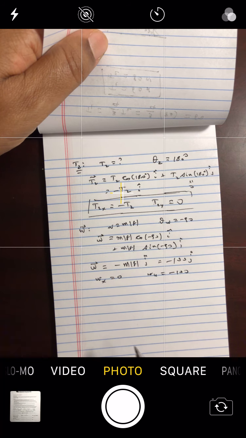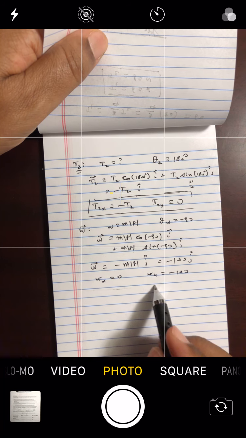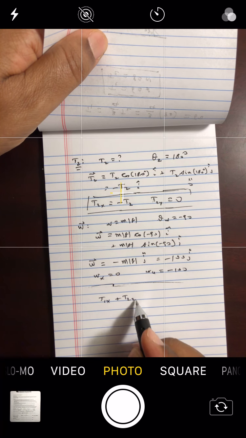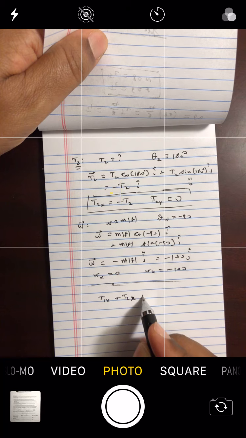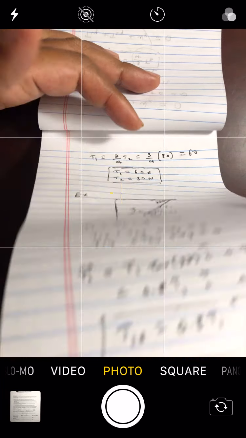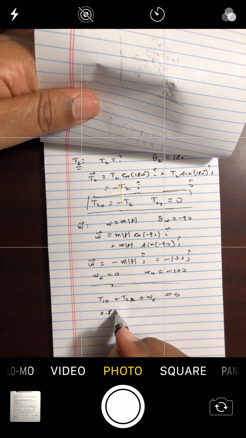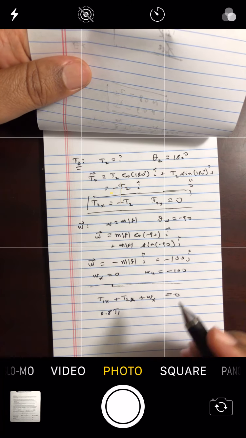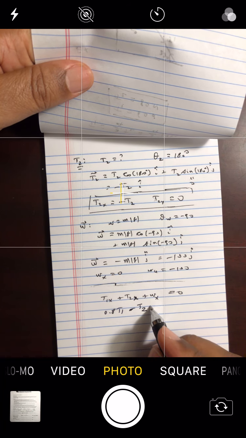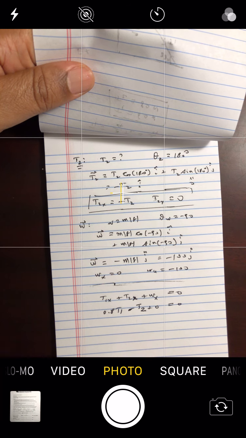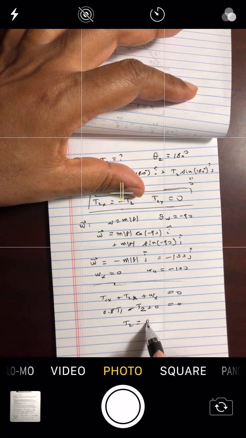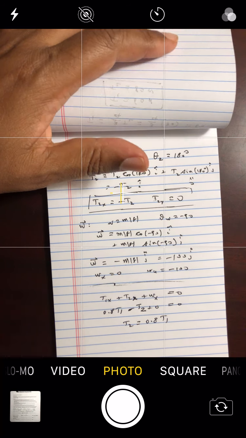Okay, so now we go to our equations. The first equation is T1x plus T2x plus Wx equals 0. Okay, so T1x is 0.8 T1, T2x is minus T2, and Wx is 0, we get 0. Okay, so from this equation we get T2 equals 0.8 T1.